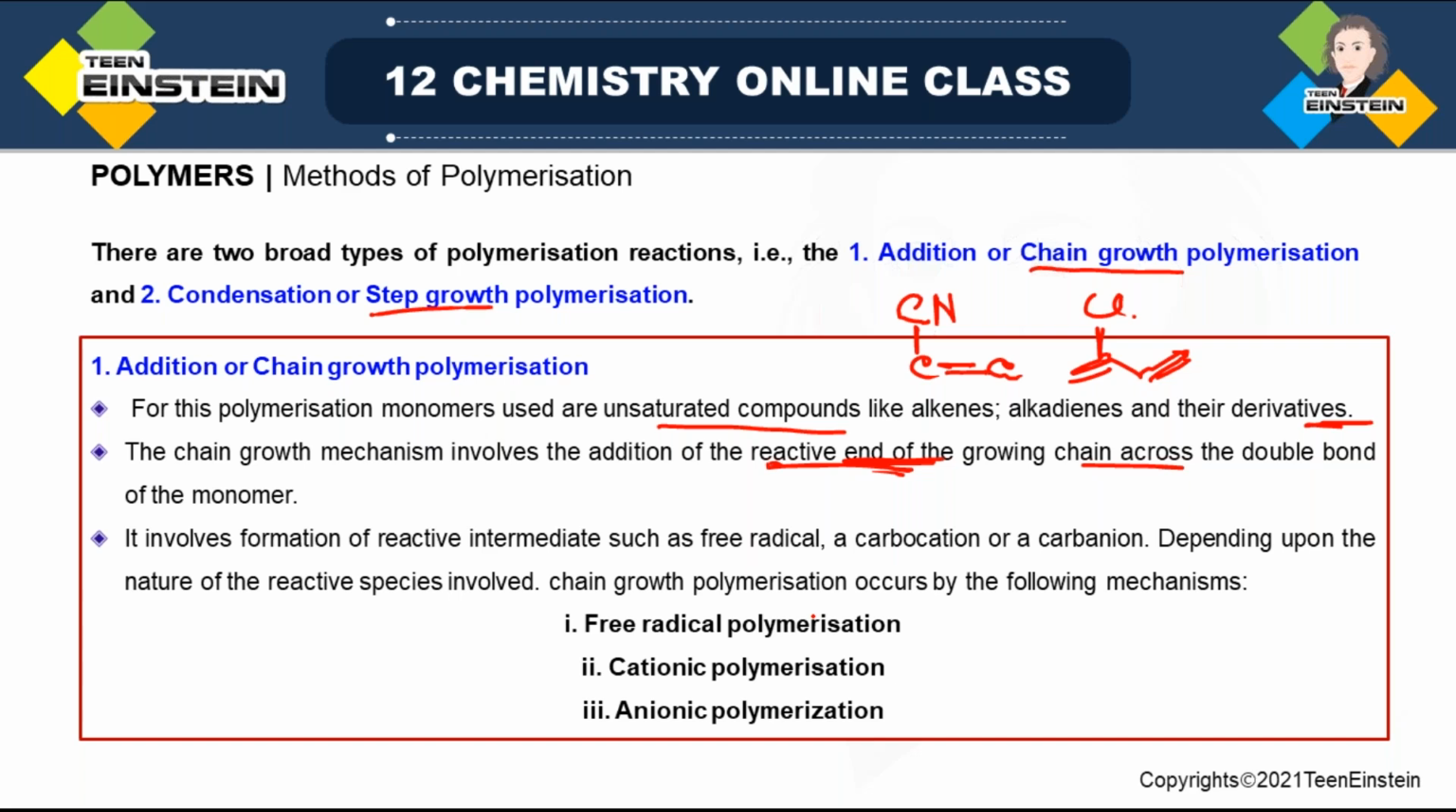It involves formation of some reactive intermediate, and depending on what type of reactive intermediate you have, is it free radical containing odd electron? It may be carbocation, that means electron deficient, positive charge present over carbon, or it may be anion, negative charge present over carbon. So depending on these 3 types of reactive intermediate, we can have 3 possibilities under addition or chain growth. So it may be free radical polymerization, then cationic polymerization, and anionic polymerization. And among these 3, free radical is most important, and examples under this category are also high compared to the other 2. But we have to see all these 3 types under addition or chain growth polymerization.